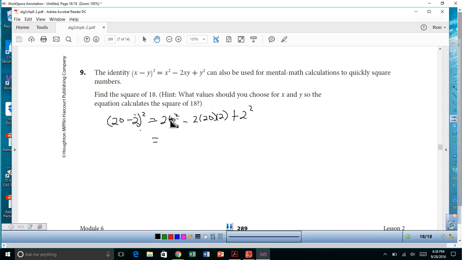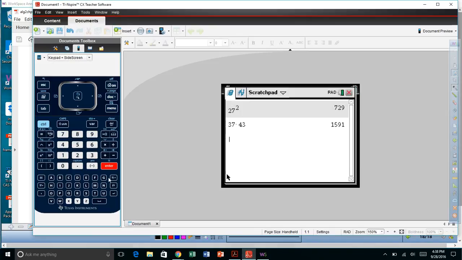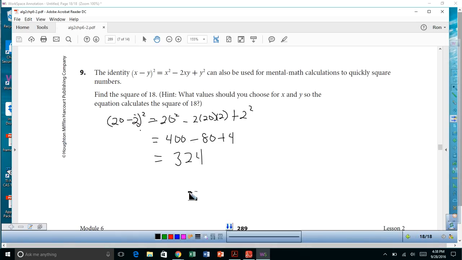2 times 2 is 4, so 20 times 20 would be 400 minus 2 times 20, that would be 40, times 2 would be 80, plus 4. So 400 minus 80, that would be 320, plus 4 is 324. So let's try that. 18 squared, 324. It works. Eureka.